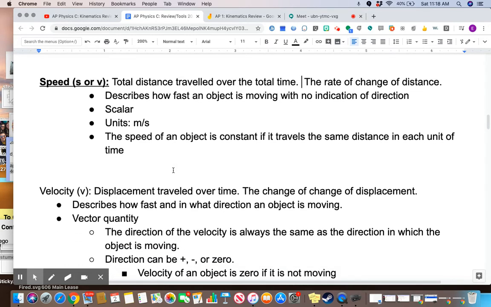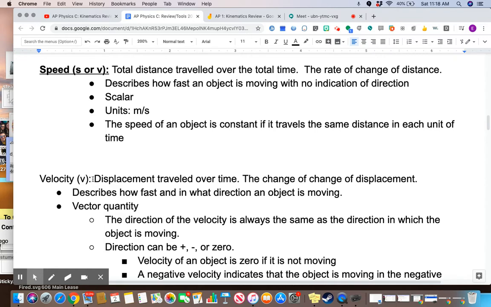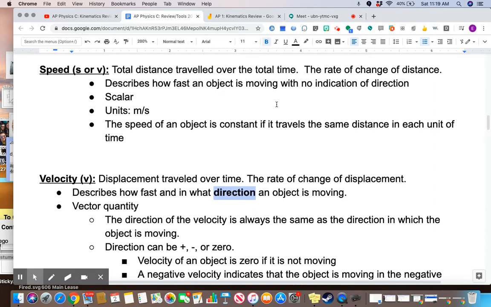Okay, the vector way in which we measure rate of change of an object's location is velocity. So velocity is the displacement traveled over time, also referred to as the rate of change of displacement. It describes how fast and in what direction an object is moving. So velocity relies on the direction. So velocity can be positive or negative. It can be constant or changing, which we'll talk a little bit more about in a second.